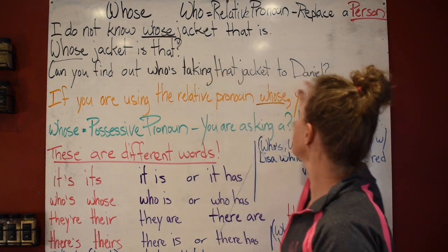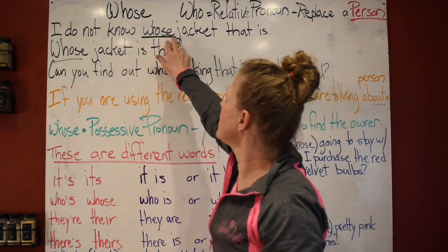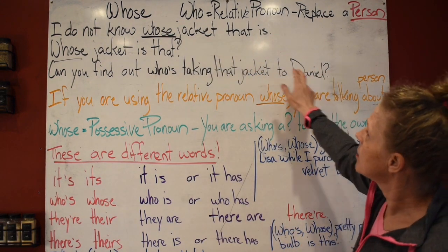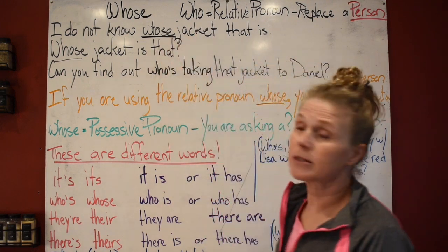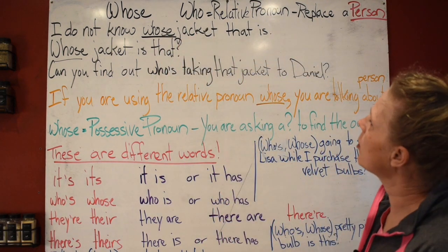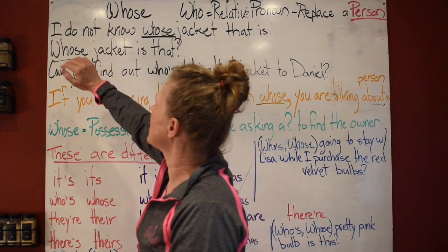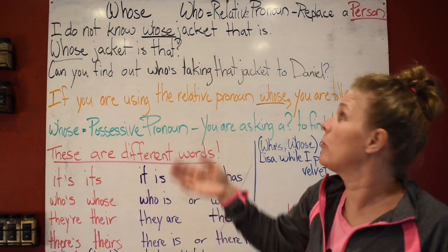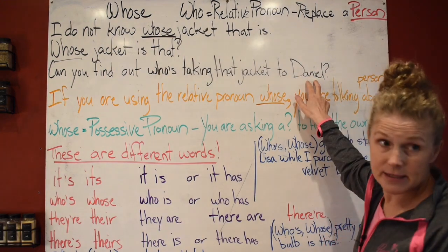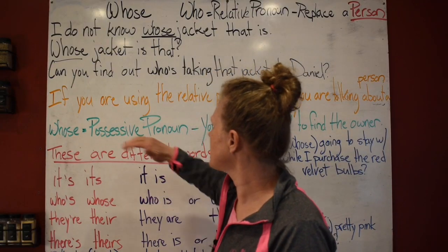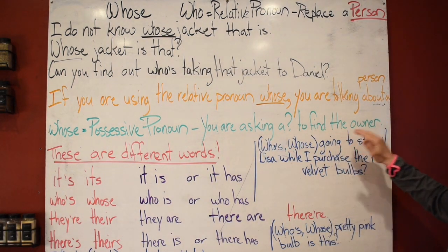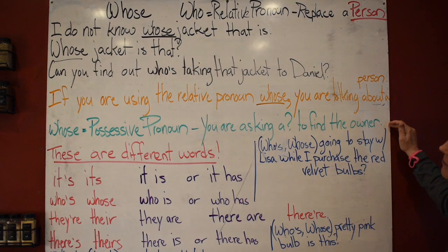So like right here, who's right here? Daniel has been replaced. It's Daniel's jacket. Obviously it wouldn't fit in the sentence. I do not know "Daniel jacket," what that is. It wouldn't fit there, but we still know that it's being replaced. Whose is a possessive pronoun. You are asking a question to find the owner. That's what you're going to do.